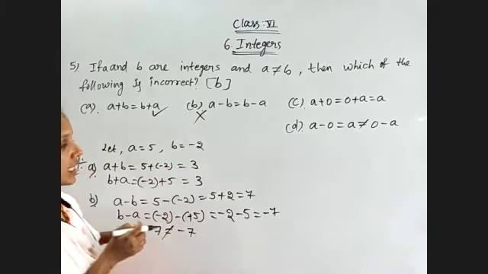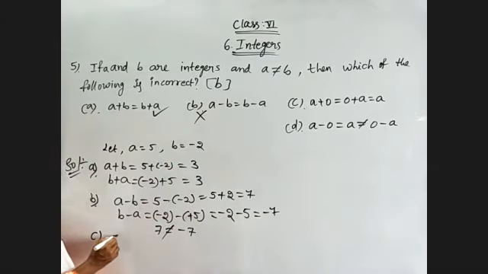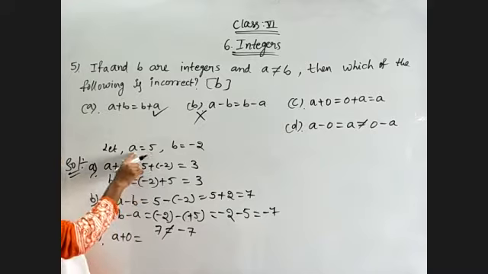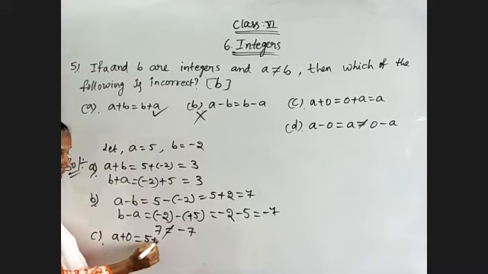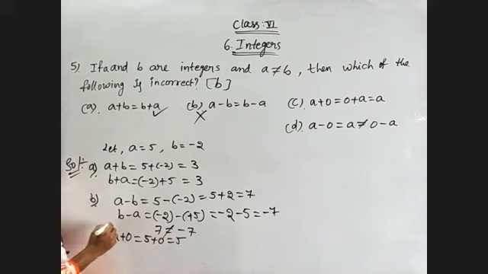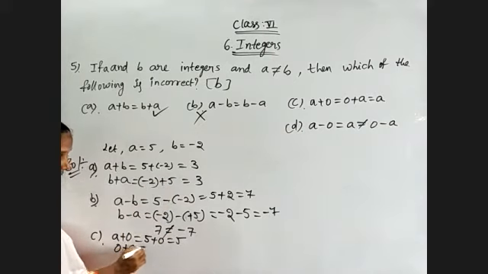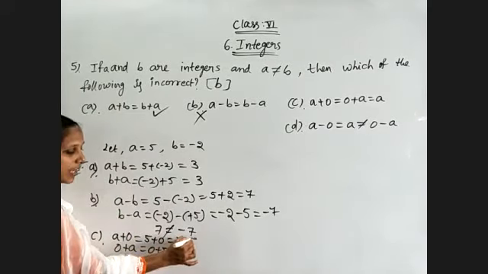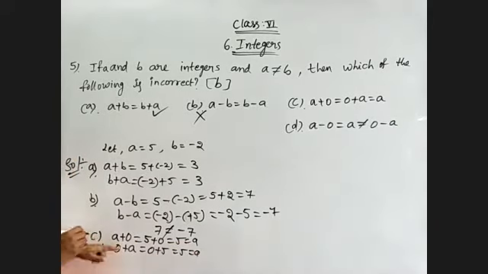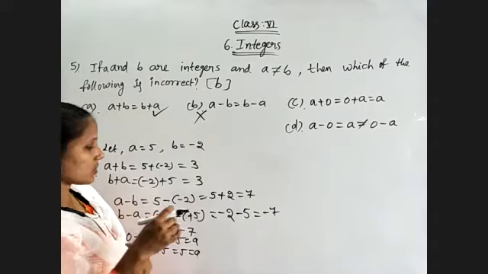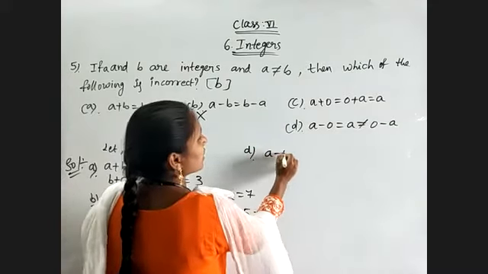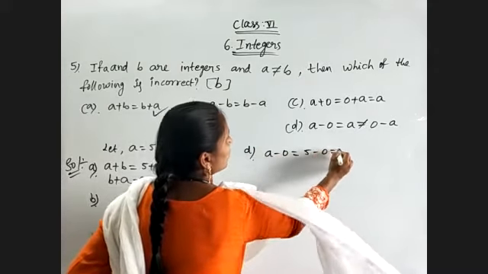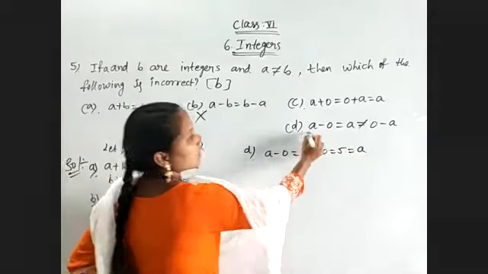But observe the C option also. A plus 0 means 5 plus 0 is equal to 5. And 0 plus A, that is 0 plus 5, also equal to 5. So in both cases we are getting A only as the result. Means C is also correct. Additive identity property. Okay. Then coming to the last one. A minus 0 is equal to 5 minus 0, which is equal to 5. 5 is nothing but A. Means this one is correct.